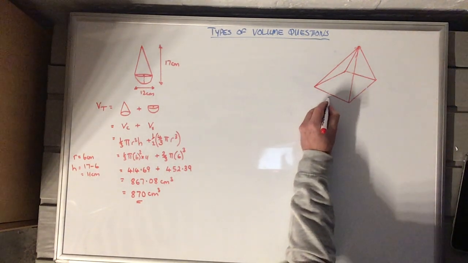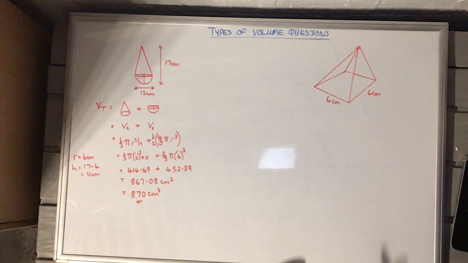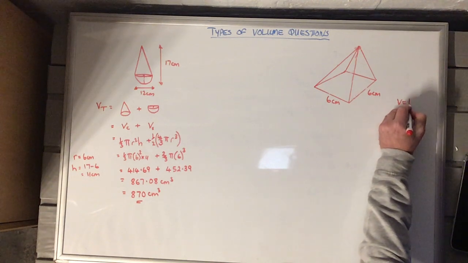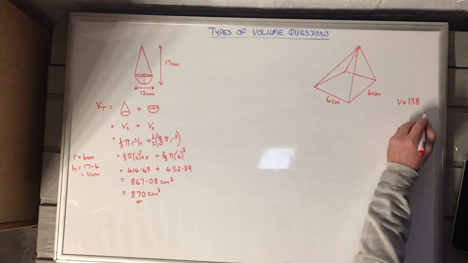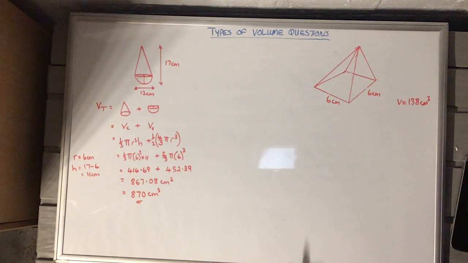Now, the bottom part of it is meant to be a square. So I'll just put in the values. And the question says, if the volume is 138 cubic centimetres, then calculate the height. So we have to work out the height for that pyramid. And it's a square based pyramid. Okay, so how do we go about that? Well, you have to have good working knowledge of changing the subject and solving equations for this.